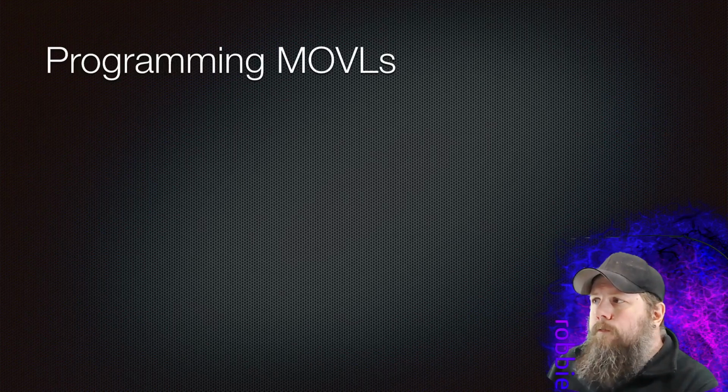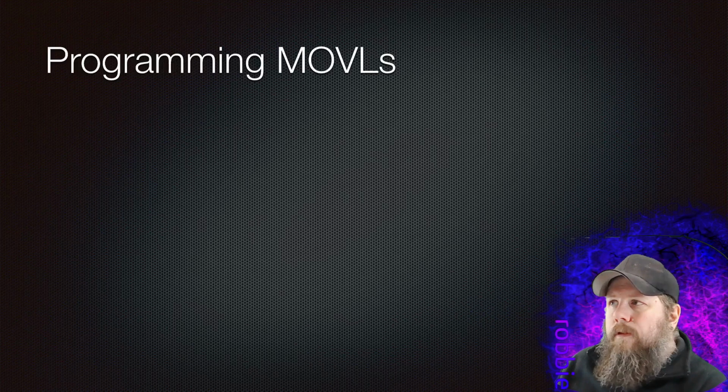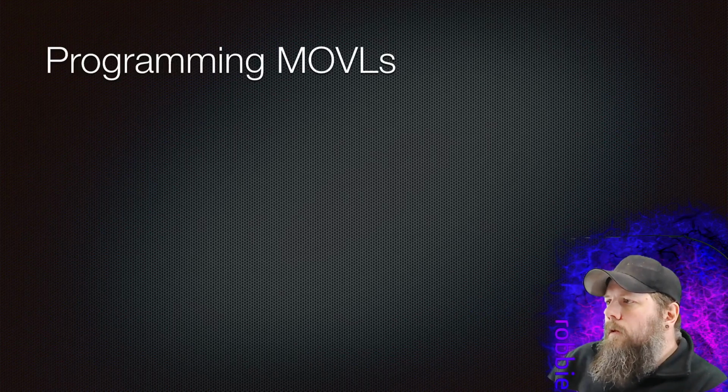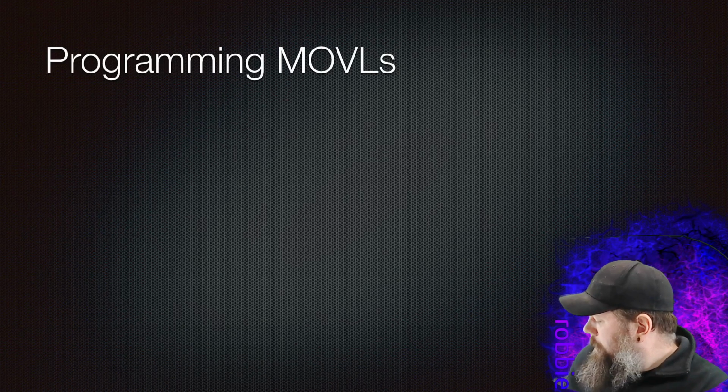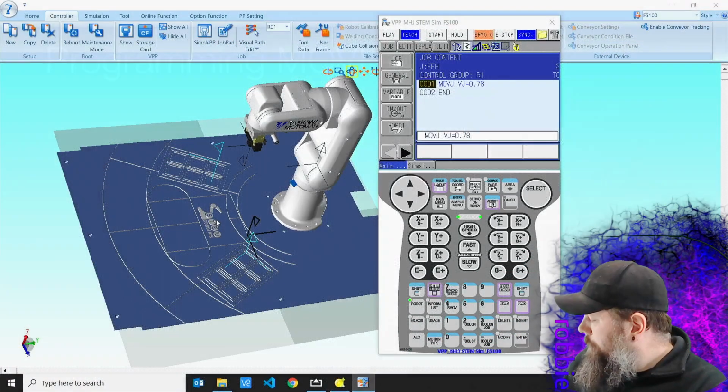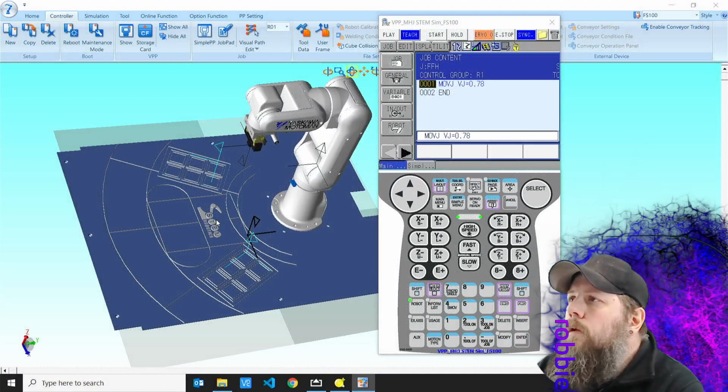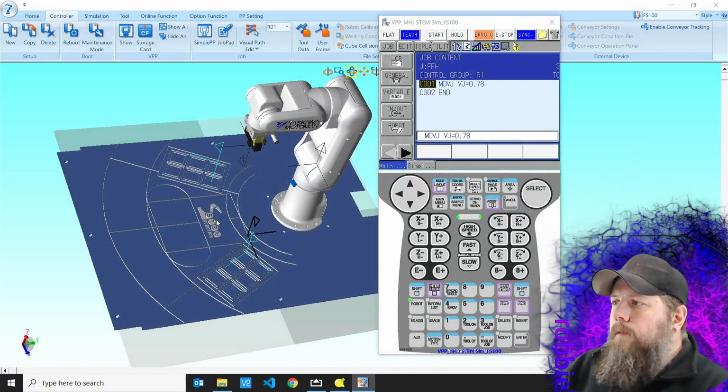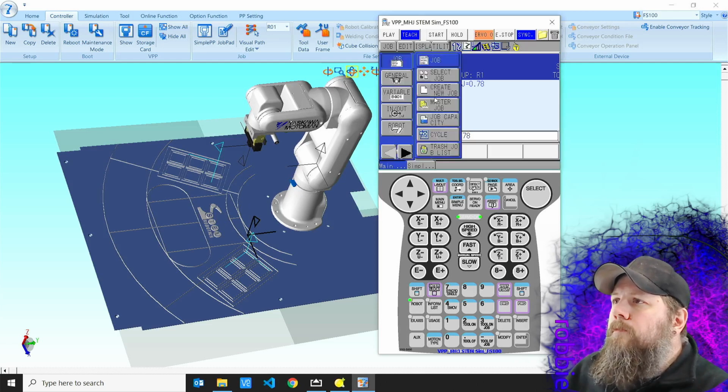Programming MOVLs. MOVLs are move linear. We're going to move some Ls. All right. So the first thing you always do, let's go ahead and start from scratch. You do Job, Create New Job.